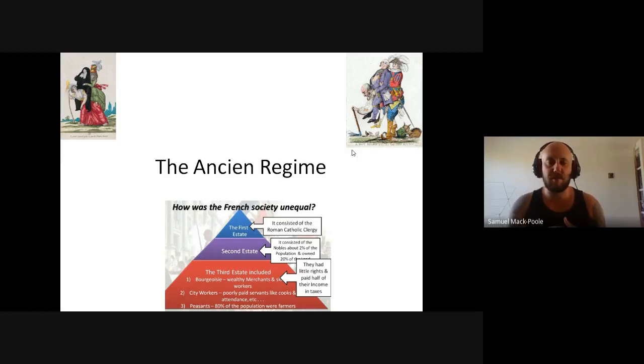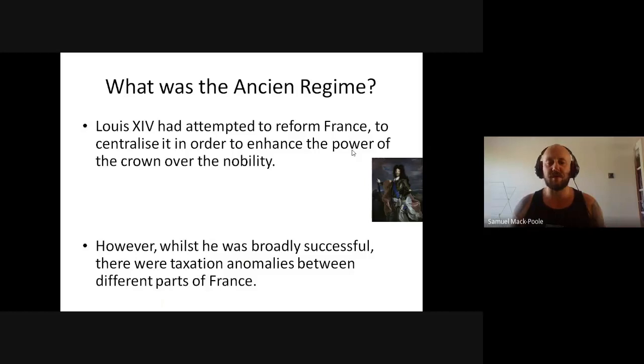The Ancien Regime. So what was the Ancien Regime? To give you some context, Louis XIV attempted to reform France, to centralize it in order to enhance the power of the crown over the nobility. To that extent, he was successful. He actually moved the capital of France to the Palace of Versailles. You've probably heard of Versailles because of the Treaty of Versailles. But yes, the Palace of Versailles was something that Louis XIV created.